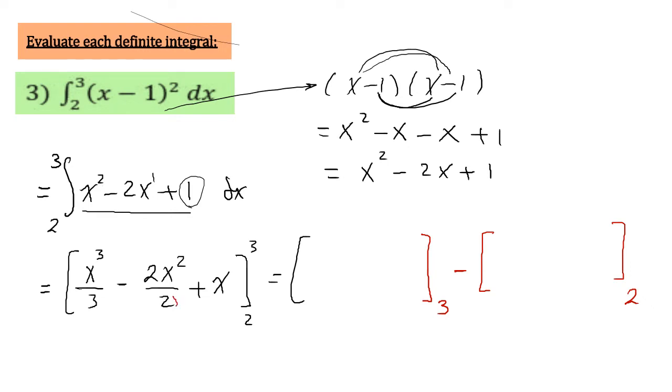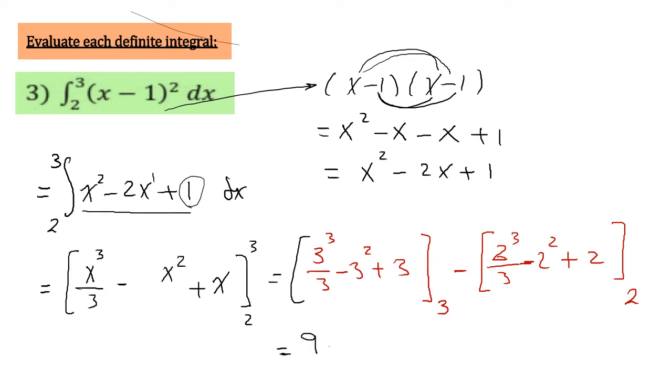But I can write this one after dividing 2 by 2 as x squared. So it's 3 power 3 divided by 3 minus 3 squared plus 3, minus 2 power 3 divided by 3 minus 2 squared plus 2. So 3 power 3 is 27, divided by 3 is 9, minus 9 is 0, plus 3, so it's 3, minus 2 power 3 is 8, 8 over 3, and 2 power 2 is 4, negative 4 plus 2 is negative 2, so it's negative 2 plus 8 over 3.